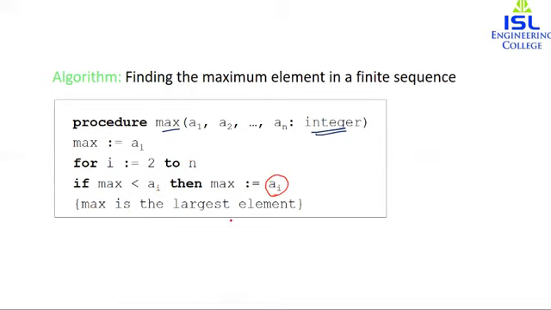So we are mentioning max is the largest element. Over here, whenever we are writing algorithms in discrete mathematics, we have to start with procedure and the procedure name. This is the input part and this is the output part. And the rest of the procedure is written here.